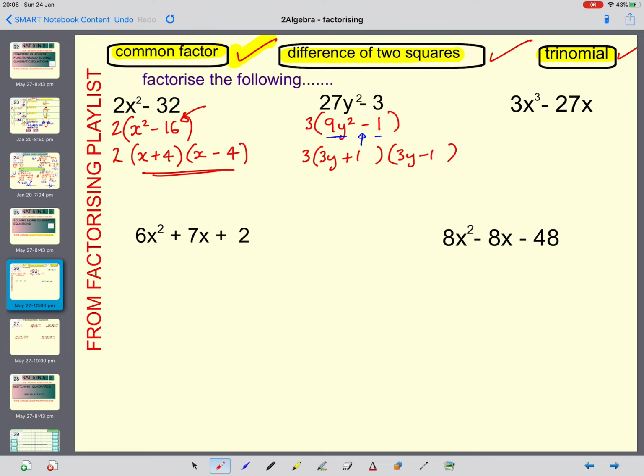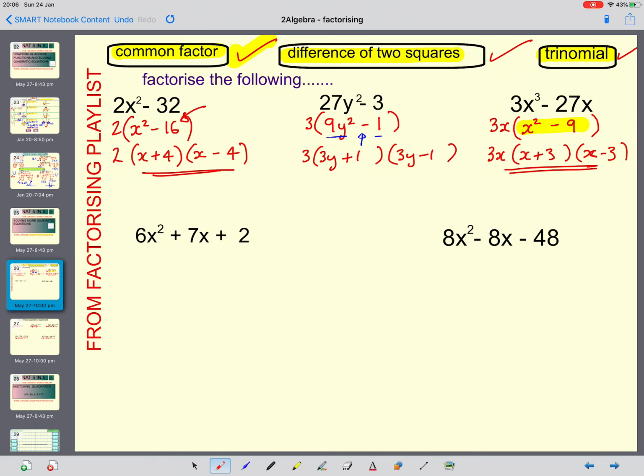Next one, I am going to take a factor of 3 and x, so 3x outside my bracket. 3x multiplied by what gives me 3x cubed? It must be x squared. And 3x multiplied by what gives me a negative 27x? It must be negative 9. And once again, this bracket here is now a difference of 2 squares. So it's going to factorise into 2 brackets: x add 3 and x take away 3. Okay.